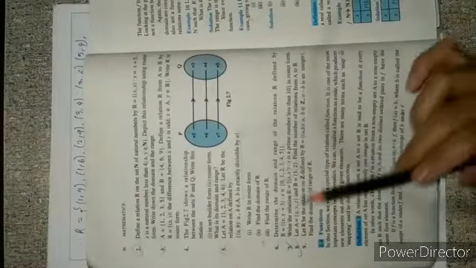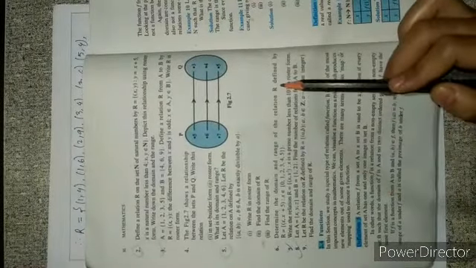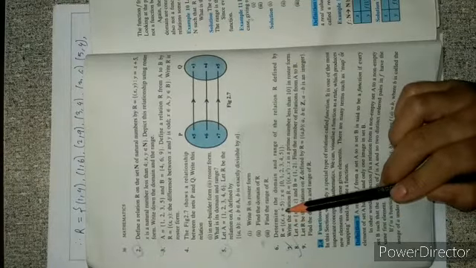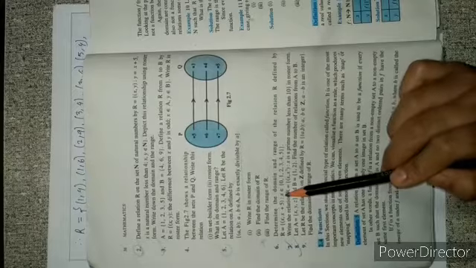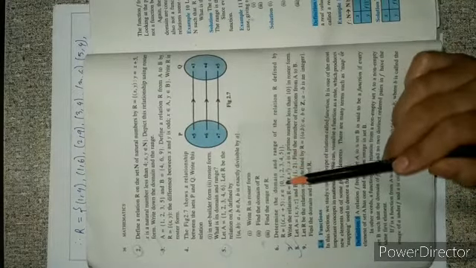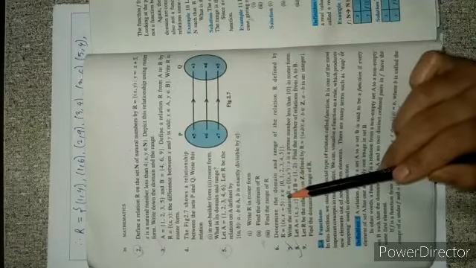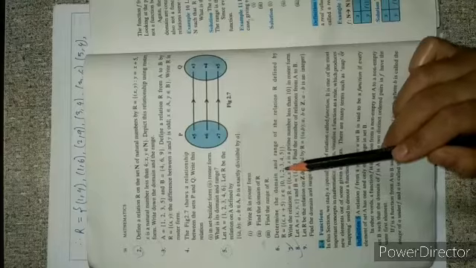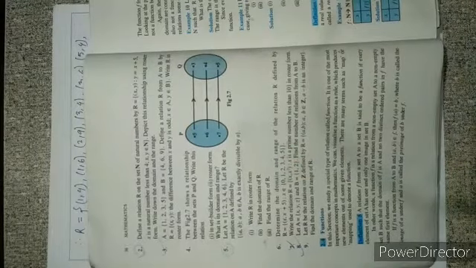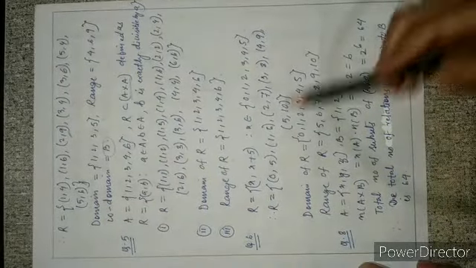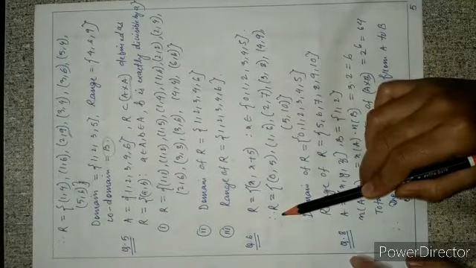Next question, question number 6. Determine the domain and range of the relation R defined by R equals the pairs with first component x and second component x plus 5, where x belongs to the set 0, 1, 2, 3, 4 and 5. Possible values of x are 0, 1, 2, 3, 4 and 5. From these we find the values of the second component. So write R in roster method.